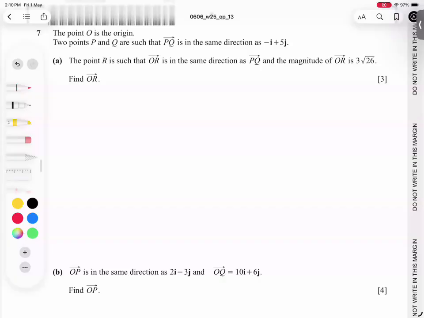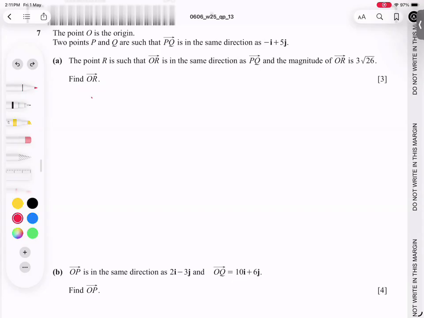Question number 7, students, and the topic is vectors. He said two points P and Q such that PQ is in the same direction of this. You know it very well how we can do it when given direction. So we can take the cap from here. The cap of this is this direction. OR such that OR is the same direction as PQ. It means OR direction and PQ direction are the same. And OR's magnitude is given, and we are looking for OR.